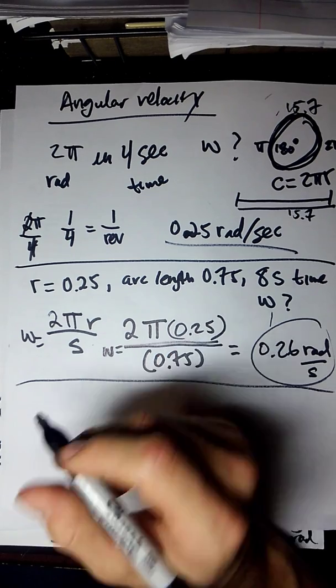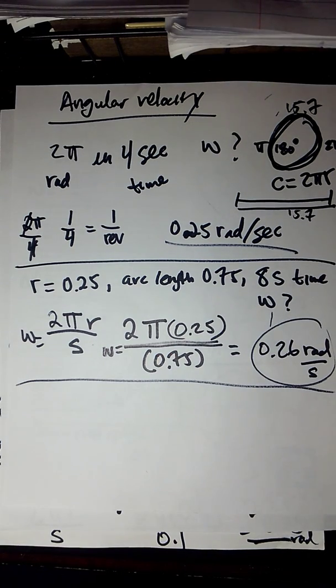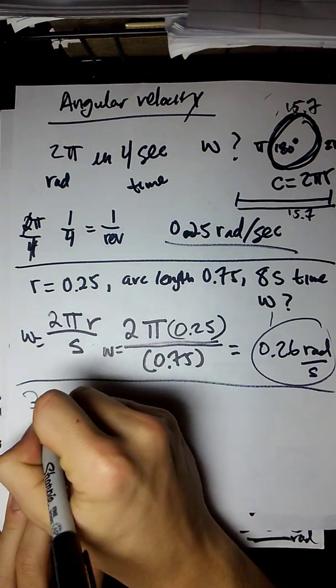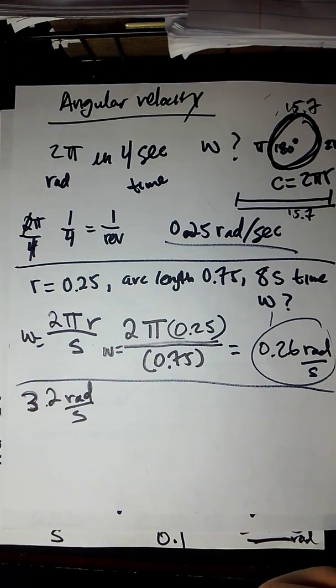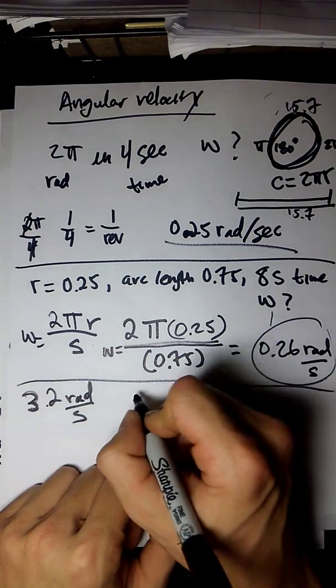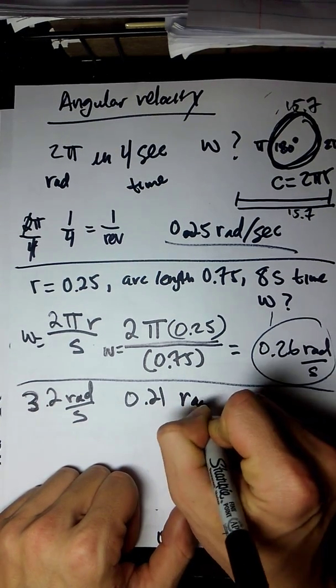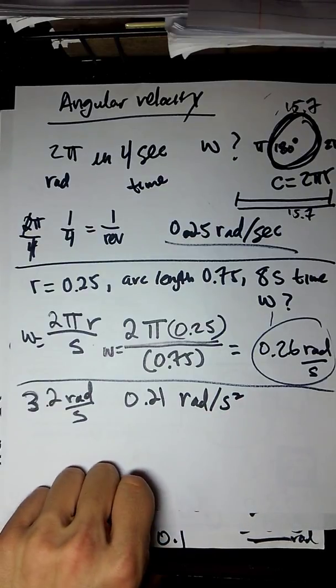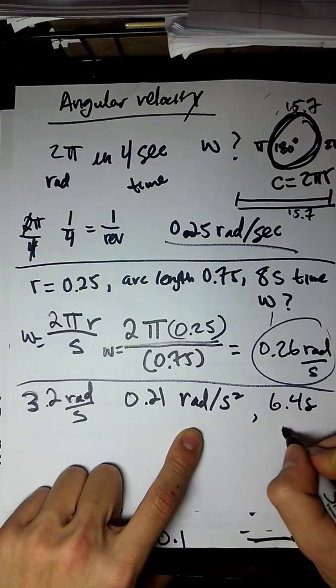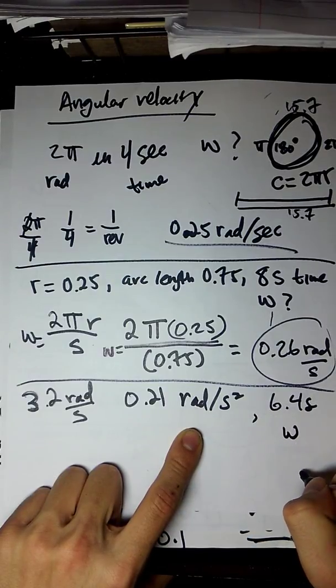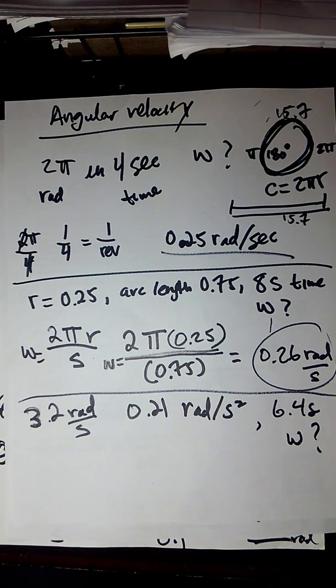So in this case, we're gonna have an initial angular velocity of 3.2 radians per second. And then we have here an acceleration of 0.21 radians per second squared. And then we want to find the angular velocity after 6.4 seconds. Okay, and we want to find our angular velocity, W. Okay, so the way we could solve for this is basically similar to how we solved the other problem, but a little bit different.